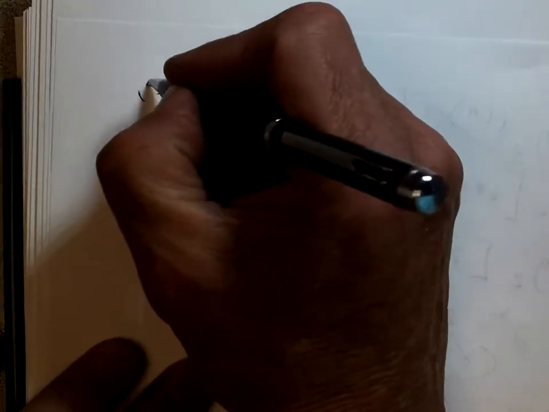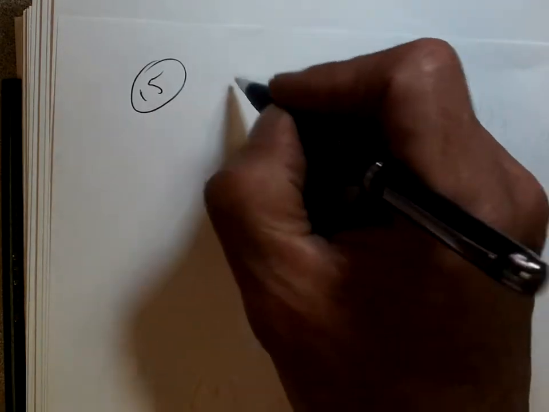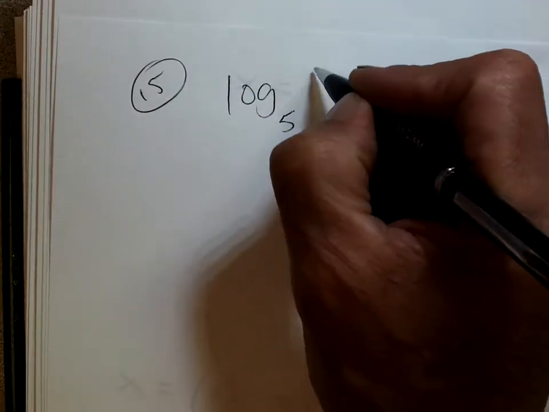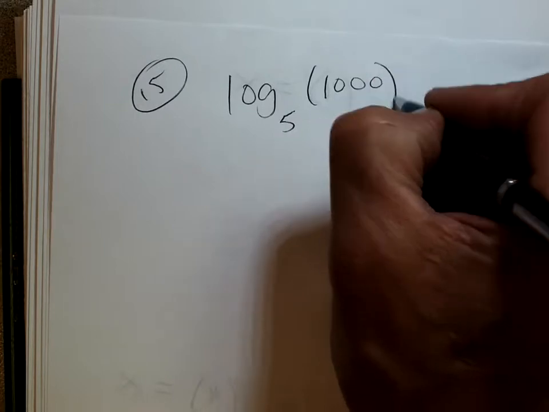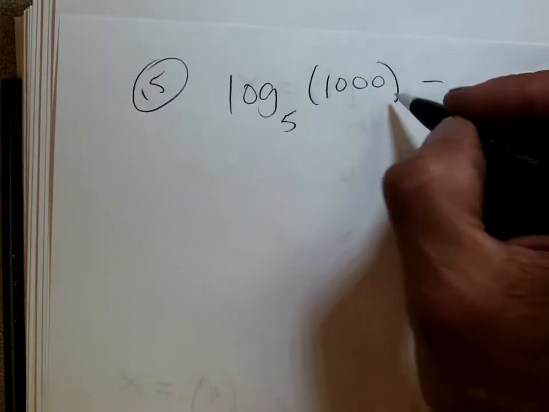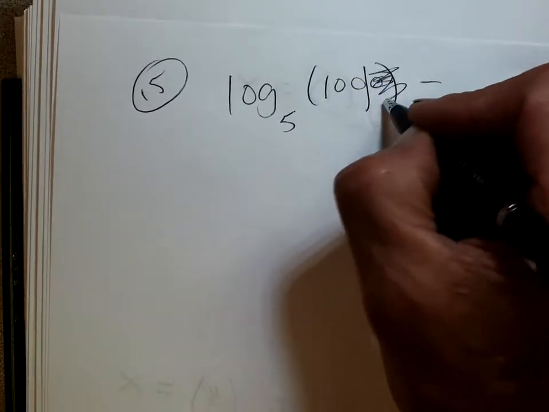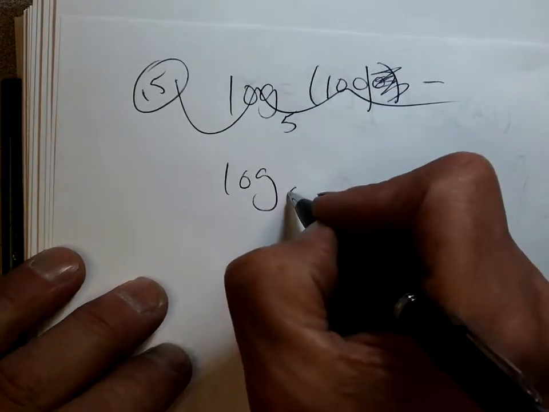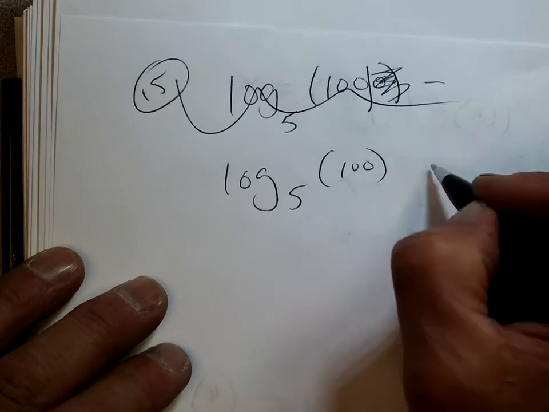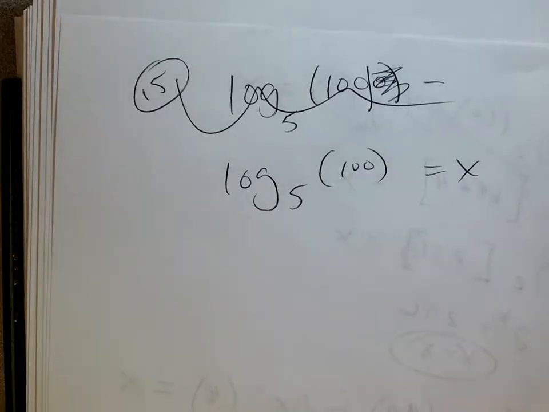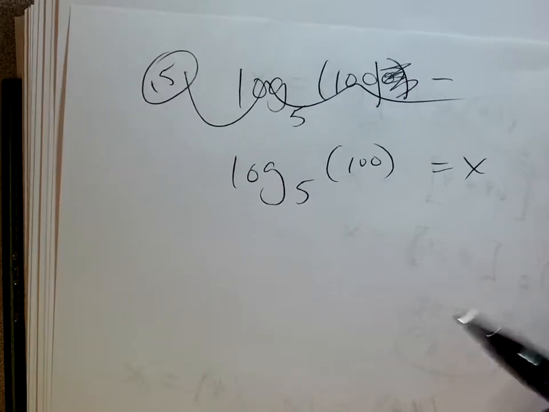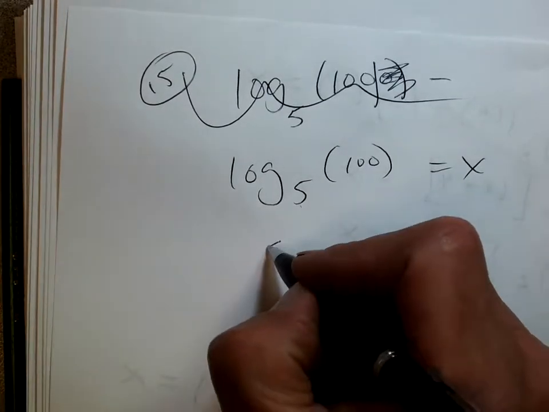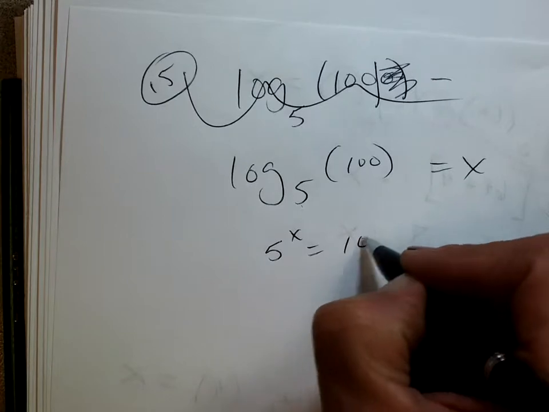We're being honest. 15. So, log base 5 of 1,000 equal... Oh, is it 100? Thanks, Katie. Oh, that looks terrible, Katie. Let's do it all over again. Log base 5 of 100 equals x. Unless you have a fancy calculator, like some people, we got to do it the long way. We got to go 5 to the x equals 100.